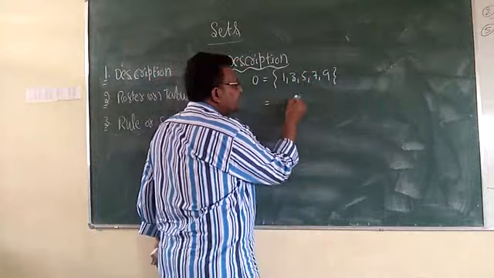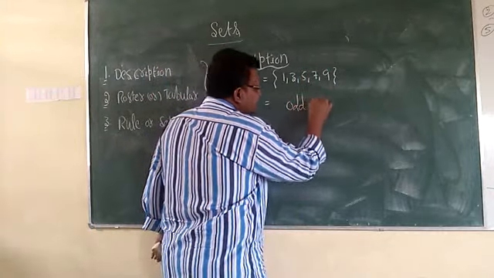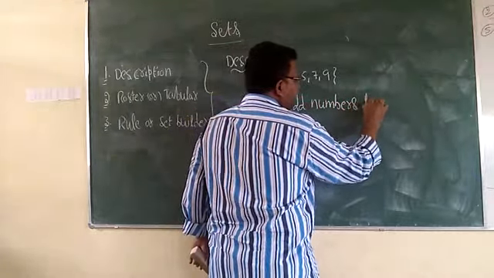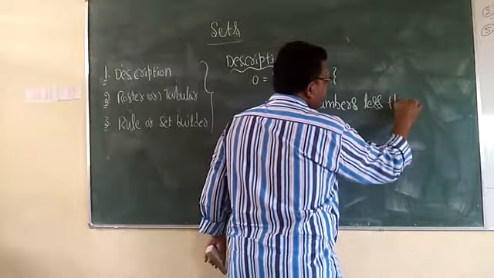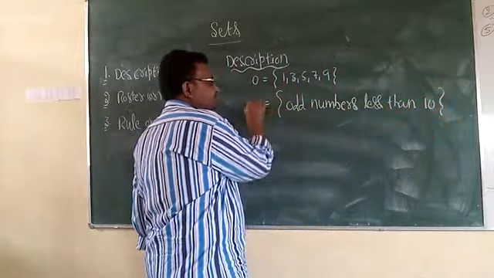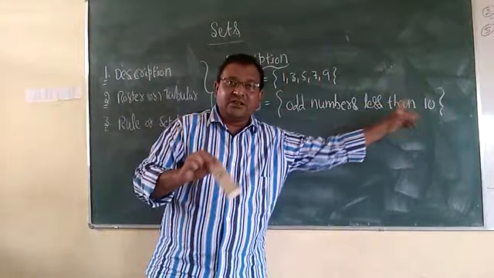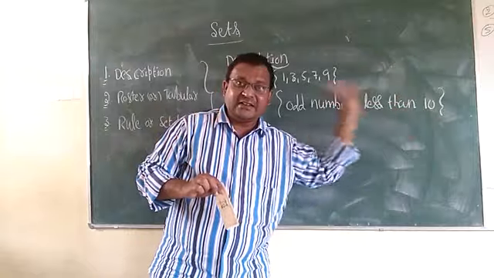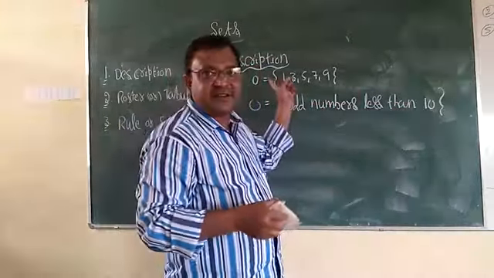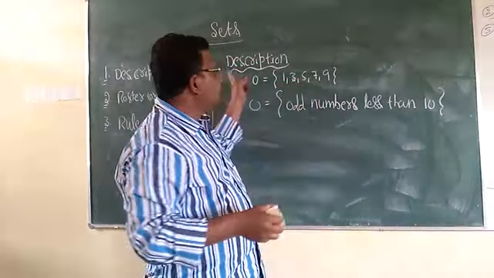What is the description now? Odd numbers less than 10. Look, it is a description, one suitable, well-defined description. We make it, and we use that description to represent the set. So this method is called the description method.